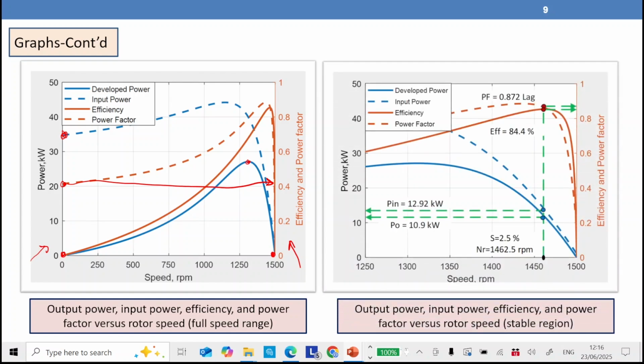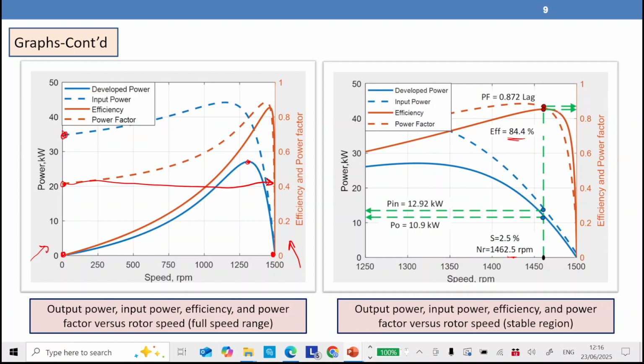extend this figure to the stable region, and specifically at slip equals 2.5% or speed equals 1462.5 RPM. The output power is 10.9 kilowatt and the input power is in the range of 12.92 kilowatt, as anticipated. Looking at the power factor and efficiency, the efficiency is something like 84.4%, which is the solid line here, and the dashed line gives you the power factor at this speed, which is 0.872 lagging.